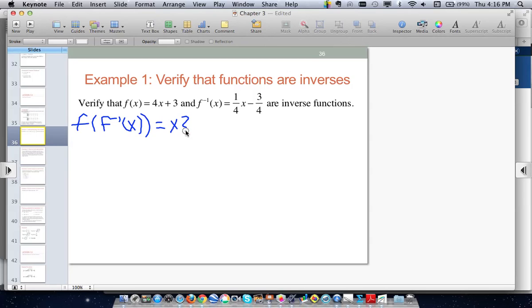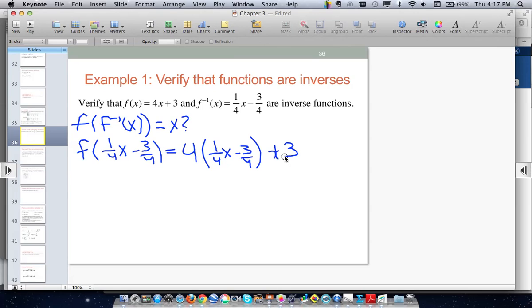So we're going to replace x with 1/4 x minus 3/4. So take out the x and plug in 1/4 x minus 3/4 plus 3. Let's simplify this. So distribute the 4. 4 times 1/4 x would be 4 over 4x, which is 1x. 4 times negative 3/4 would be -3. And then we have the plus 3 at the back.